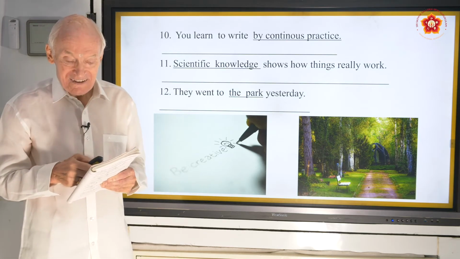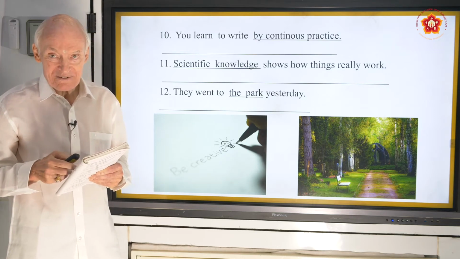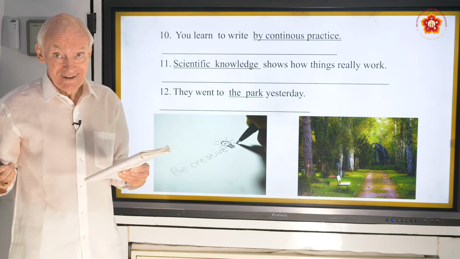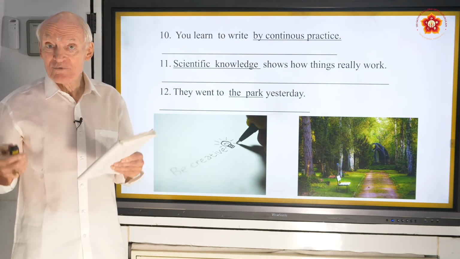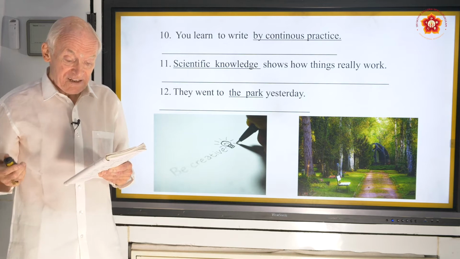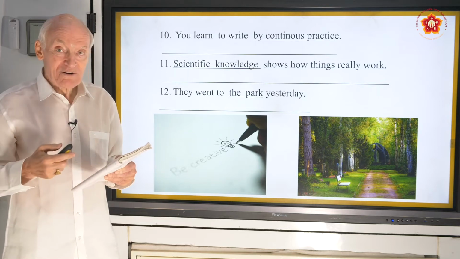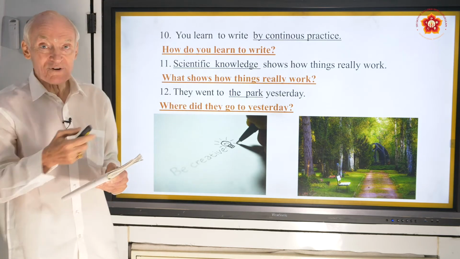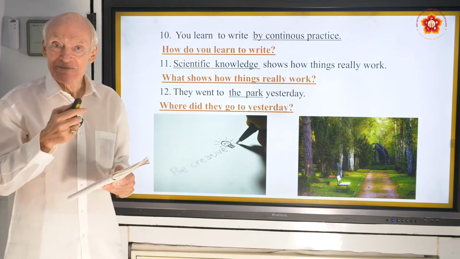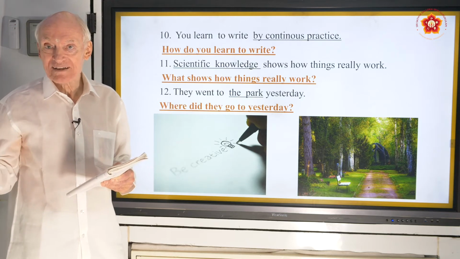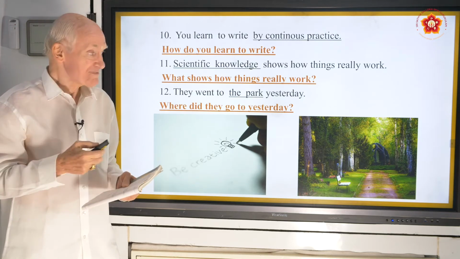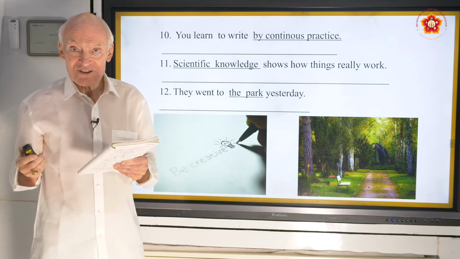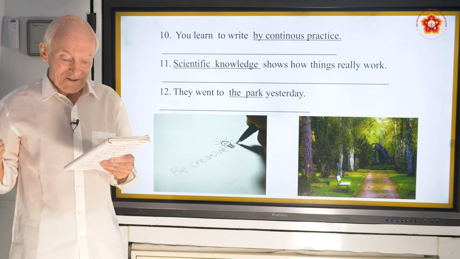The answer is, you learn to write by continuous practice. So we're trying to learn how to write, okay? When we write, we engage our heart. We get to know the subject much better. So the question is, how do you learn how to write? You learn to write by continuous practice. The more you practice, the more beautiful your writing is, the more you know the subject. Let's go back. Number 11, scientific knowledge shows things how they really work.